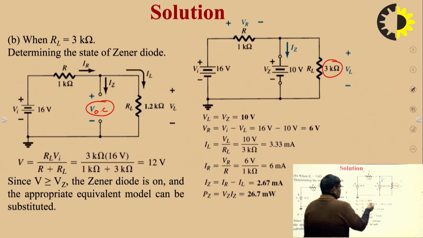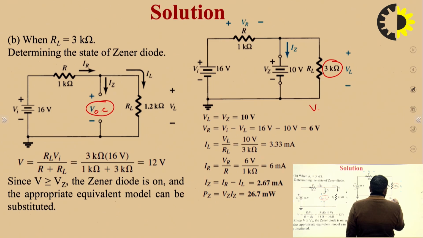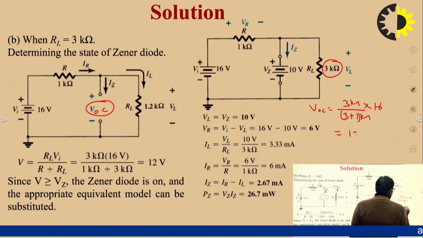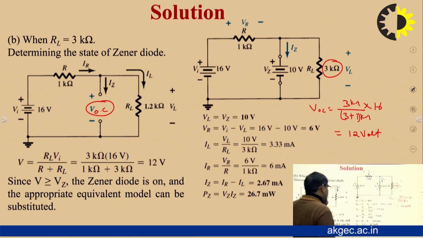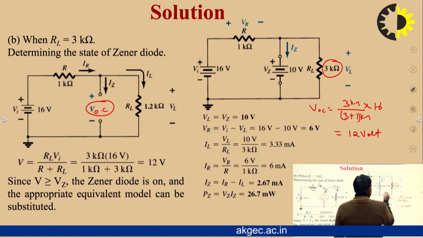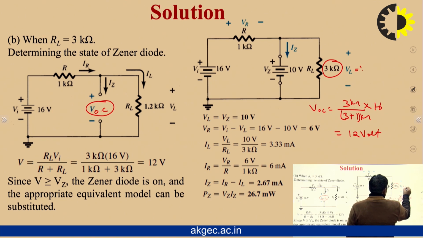So what is the potential divider theorem? We easily calculate VOC is equal to 3 kilo ohm upon 3 plus 1 kilo ohm into 16. So that means this voltage is 12 volt. So that means the 12 volt is to appear, so the Zener diode works here. So this load voltage is equal to VZ, and VZ is 10 volt.